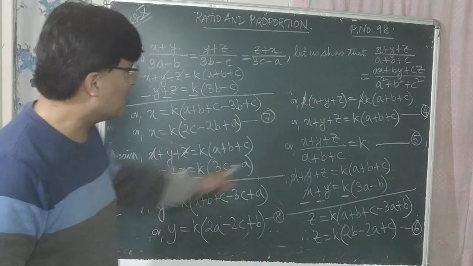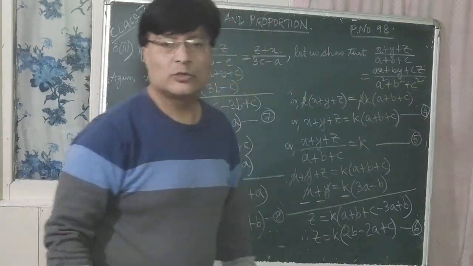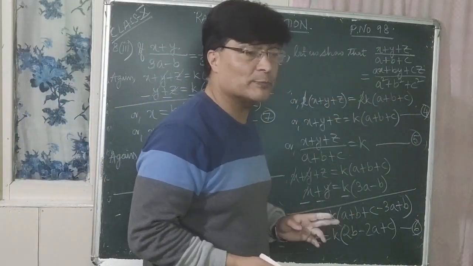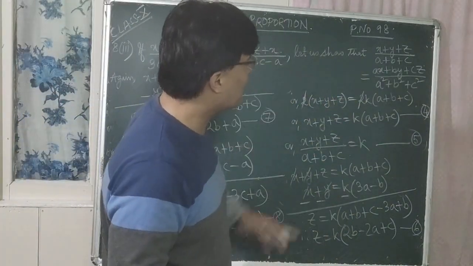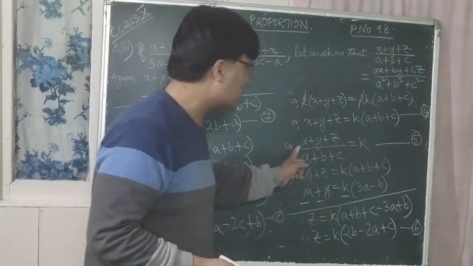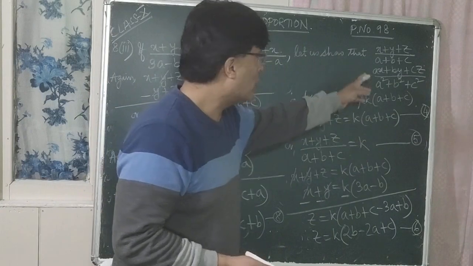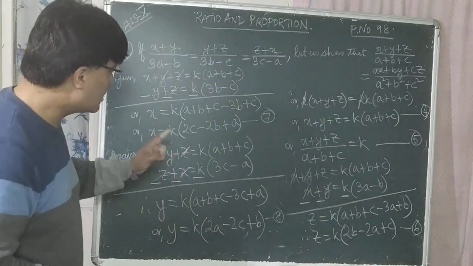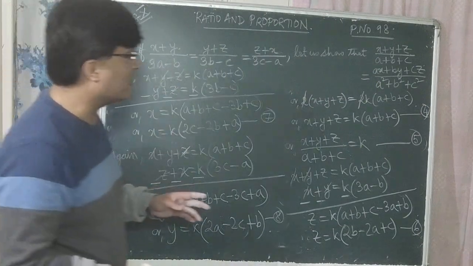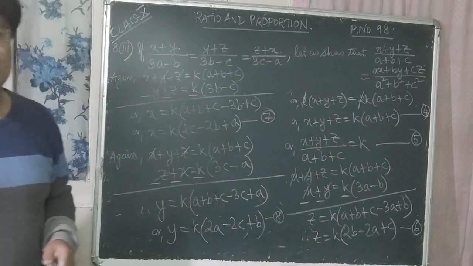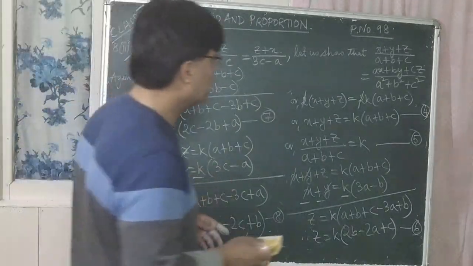Let us put these values on the right hand side to be proved. So what is to be proved here? X plus y plus z upon a plus b plus c. We have already got the value for x plus y plus z upon a plus b plus c from number 5. It is k. Again, you can prove this right hand side is equal to k. So let us put these values of x, y and z on this right hand side to prove this right hand side is equal to k.